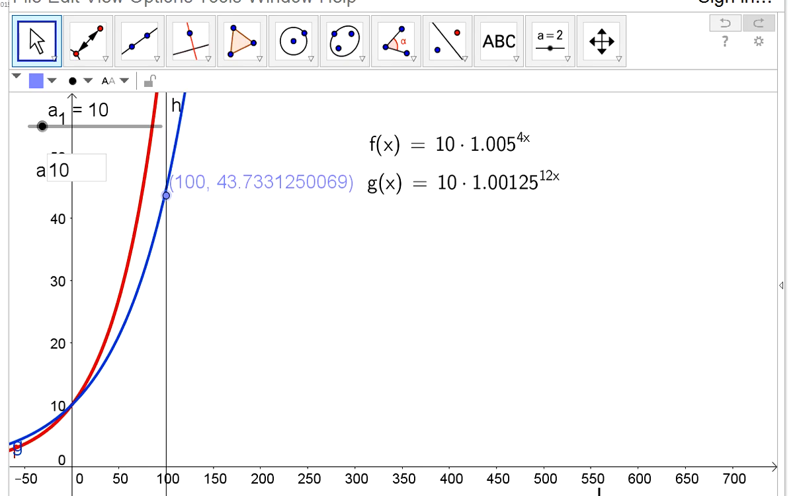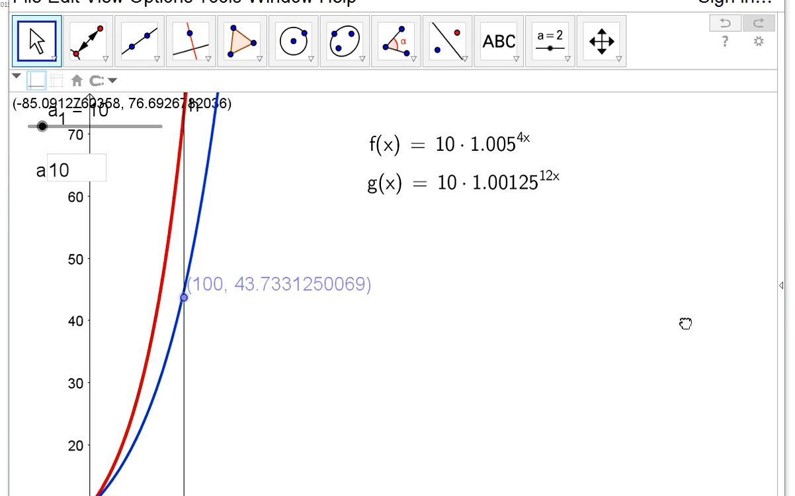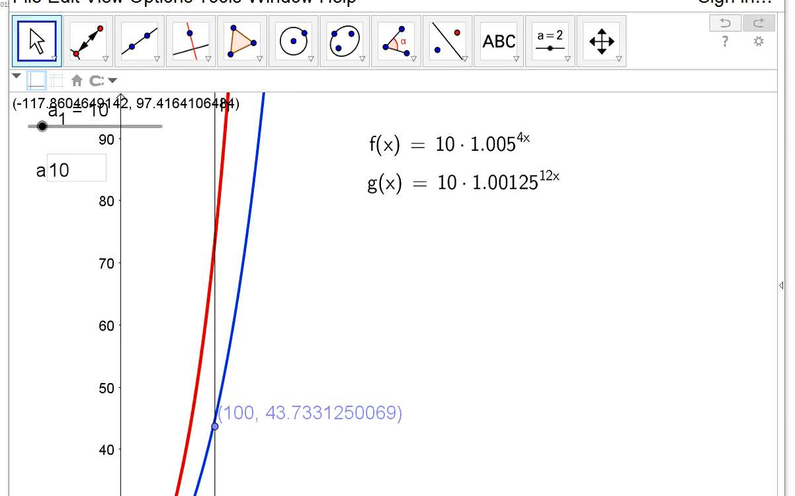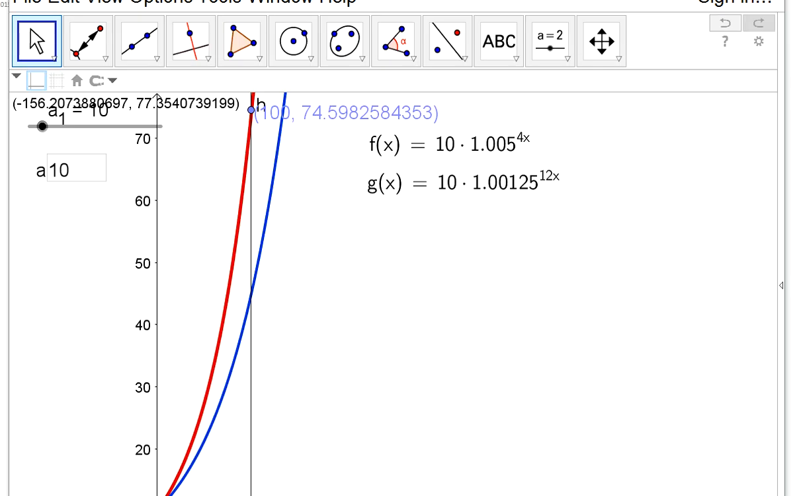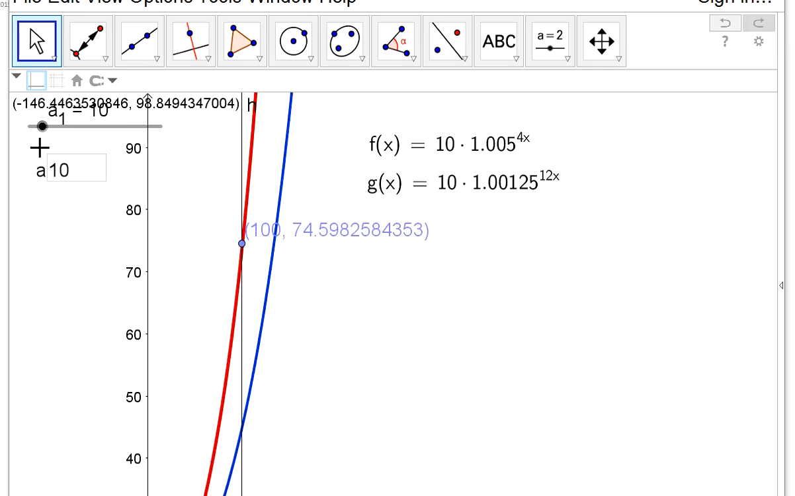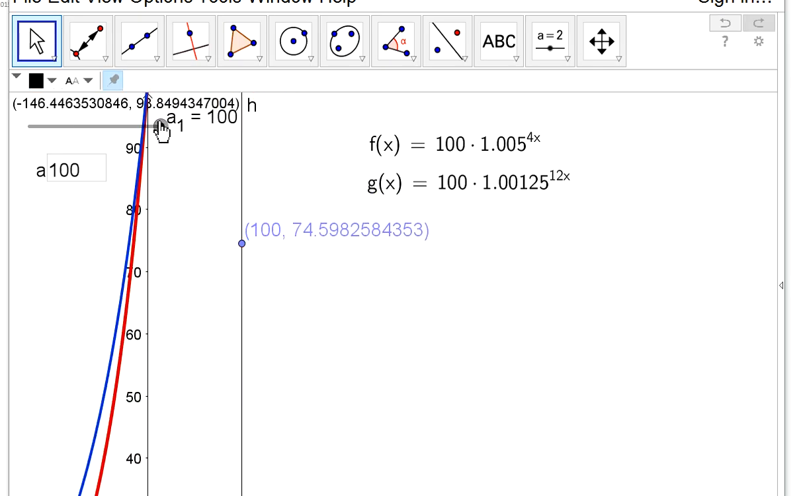So this is better. I've fixed this point so that it stays on the X line, and you can see after 100 years the account is only worth $43. So not much happening there. And the other account, after 100 years, is only worth about $75 or so. Now I could say, yeah, well, that's because you only started with a $10 deposit. What if I ramped this up and made it a $100 initial deposit?